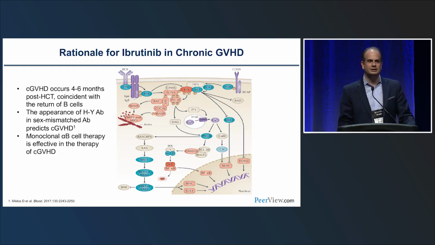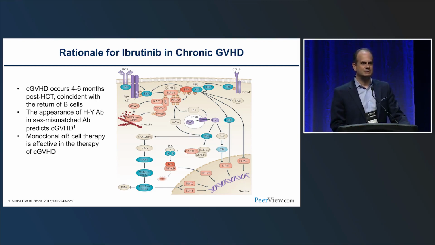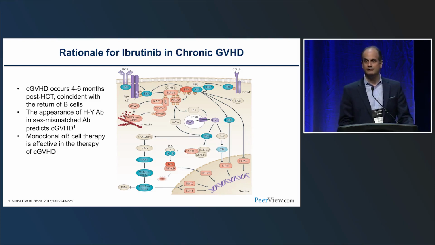I'll jump right in to talk about the first drug that was approved in chronic graft versus host disease, that is ibrutinib. So ibrutinib, as you all know, is a BTK inhibitor, which is important for signaling in the B cell. And the reason why we thought to test this compound is because we noticed that chronic graft versus host disease typically occurs 4 to 6 months after transplant, really coinciding with the return of B cells after transplantation.